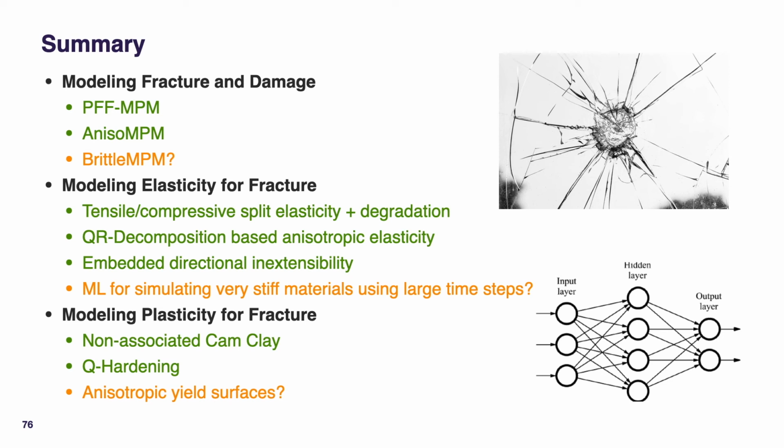And finally, for plasticity, you saw a non-associated extension of CAM clay that we found extremely successful for modeling debris-laden solid fracture. And of course, even further, the Q hardening allows for even more physically accurate results using NACC plasticity. And as for future work in plasticity, it's an exciting prospect to try and develop an anisotropic yield surface to simulate anisotropic granular flow, which hasn't really seen much success yet in graphics.